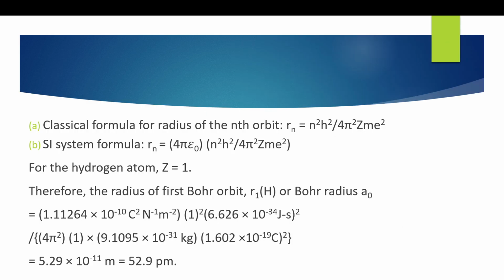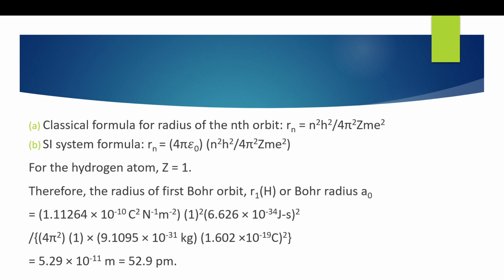The classical formula for radius of the nth orbit is given here. rn equal to n square h square over 4 pi square z m e square. In the SI system, this formula takes the form 4 pi epsilon multiplied by the above factor, n square h square upon 4 pi square z m e square. As we know, for hydrogen, atomic number z equal to 1.